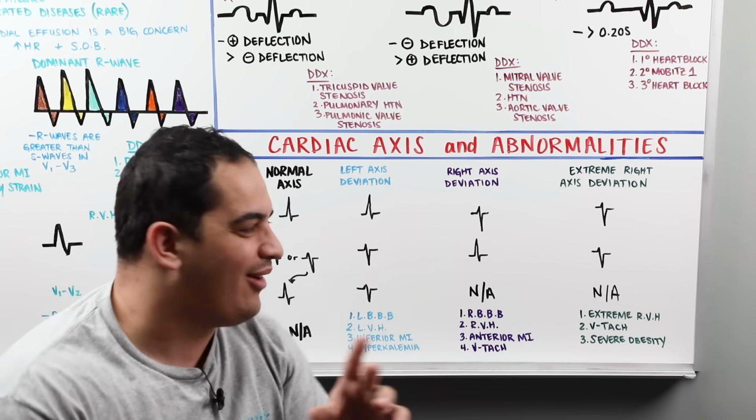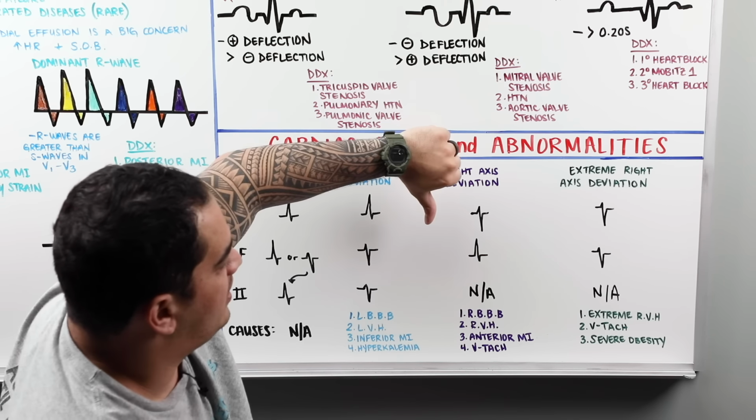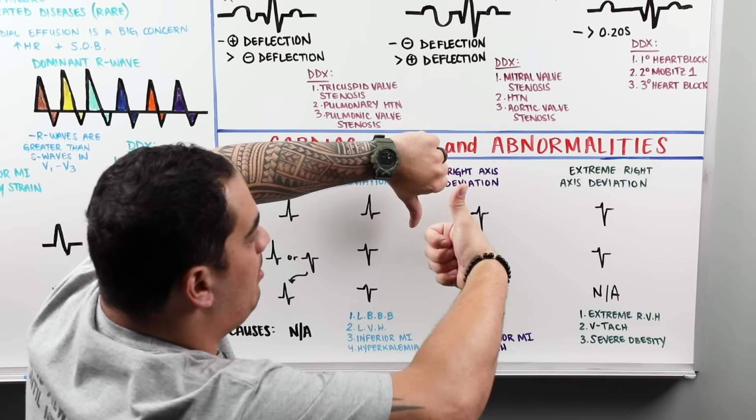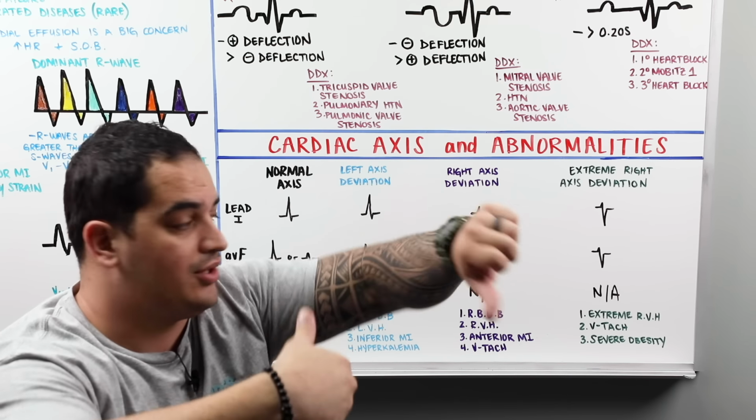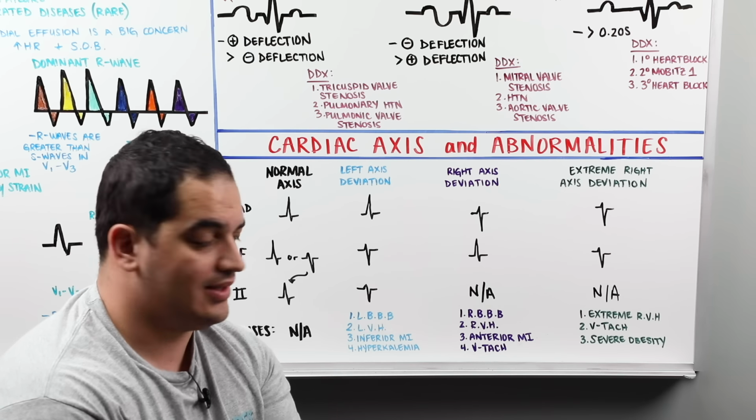You just have to be a little bit careful when you do left axis deviation. Check that lead 2. But again, lead 1's down, so left thumb's down, right thumb's up. That is right axis deviation. Don't worry about lead 2. You already know it's a right axis deviation.